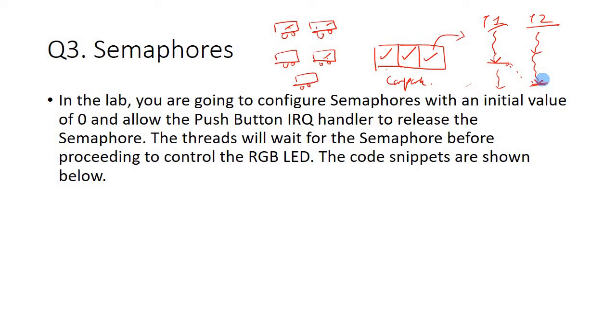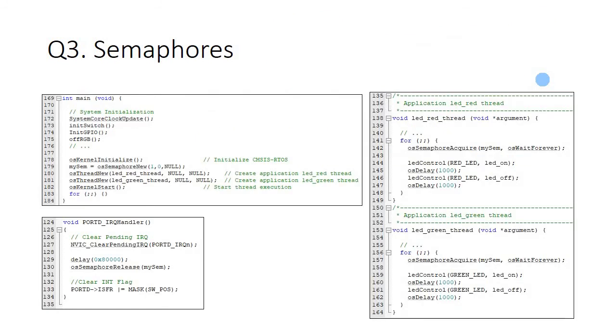Okay, so let's look at the code given in the lab as well as the tutorial. What you have here is in the main, you have created a semaphore. This is the max count and this is the initial count. So in this example, the initial count is 0 and the max count is 1. And I've integrated the code from the earlier lab where we have the push button IRQ handler.